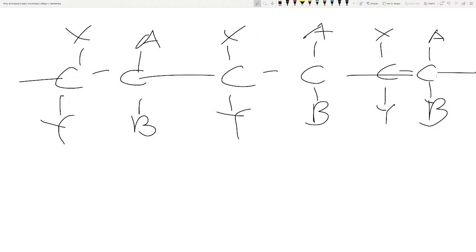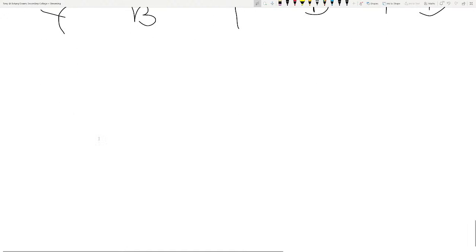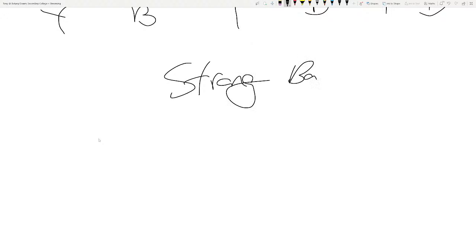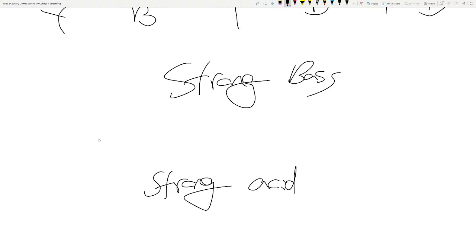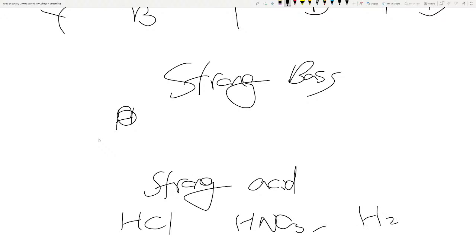How do I know when a base or acid is fully ionized or partially ionized? You need to know your strong bases and strong acids. These will completely dissociate. So the likes of HCl, HNO3, H2SO4, and strong bases like KOH, NaOH. These are the common acids and bases.